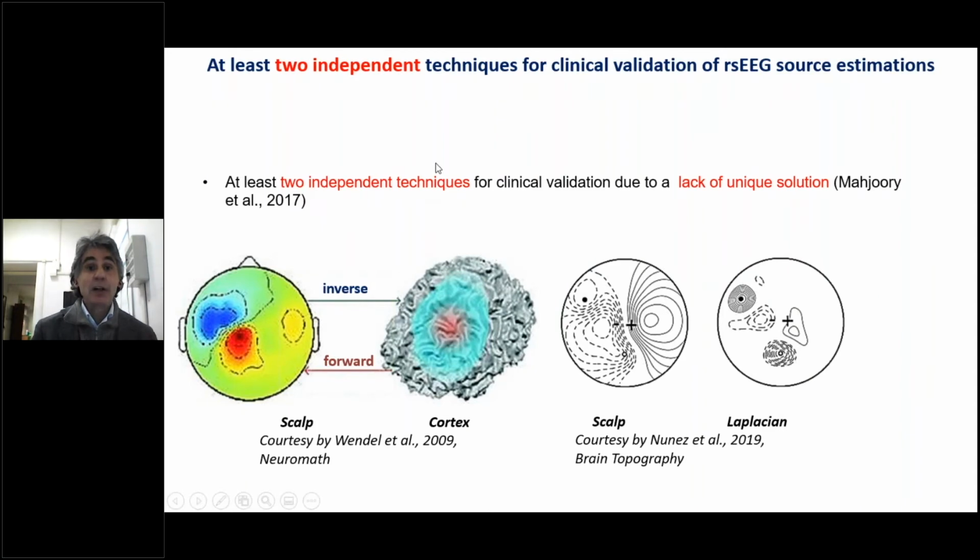To tackle the head volume conduction effects, it's possible to use source estimation techniques. On the left side of the picture, you can see an example of a procedure solving the inverse problem of EEG. From scalp EEG activity, you can estimate the underlying cortical sources using a model of head volume conduction effects. You can also use other independent techniques to estimate the radial current density, not using complex models of the brain and sources. The work group proposed that the use of two independent techniques for source estimation from resting state EEG rhythms allows reliable solutions for clinical neurophysiology research.